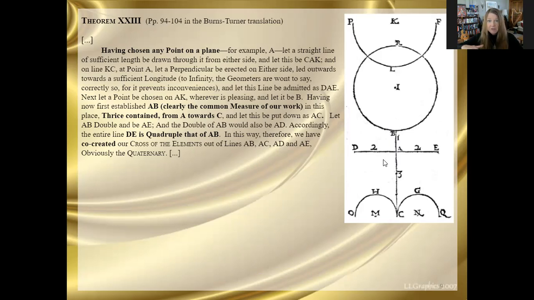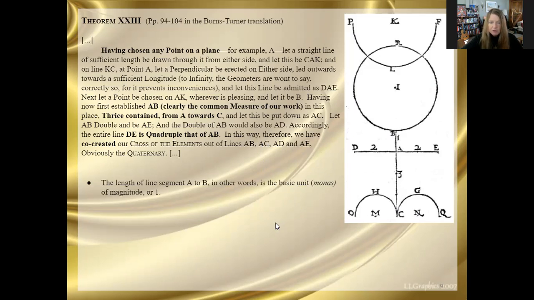That, in terms of the overall understanding of the whole Monas Hieroglyphica, is the most important thing, because what does monas mean in Greek? Unit, often translated as, well, unit often just becomes 1. It's whatever you are setting as 1. So that's the basic unit of magnitude. Okay, in this place, thrice can change from A to C, so this is 3 units.